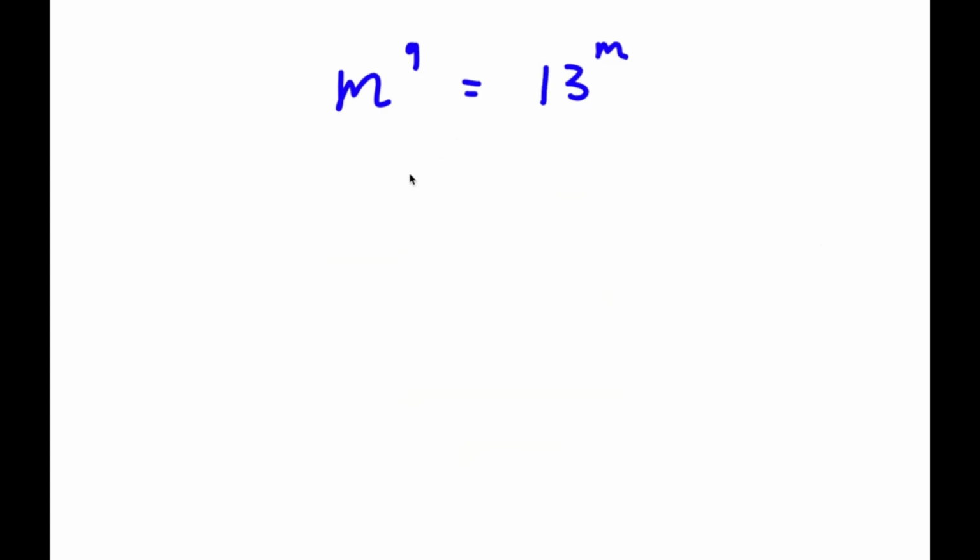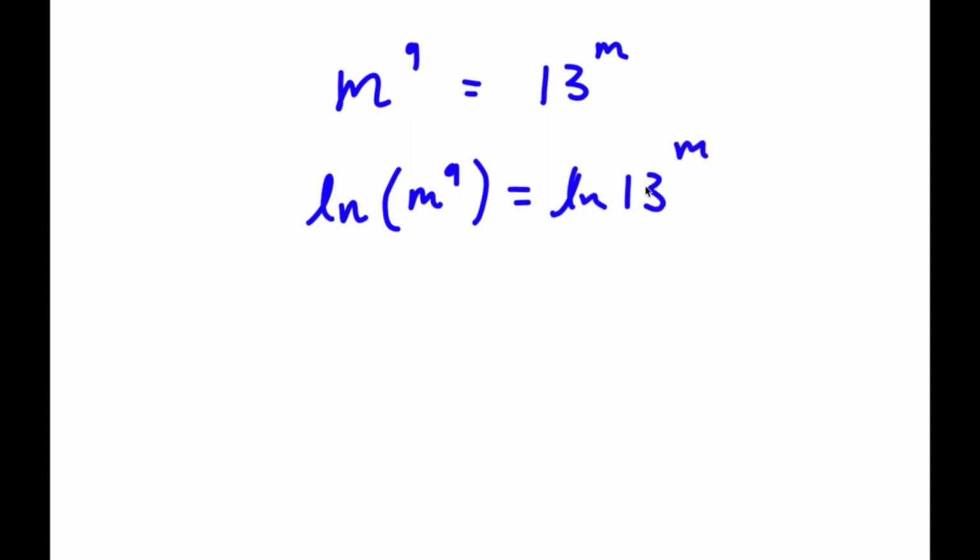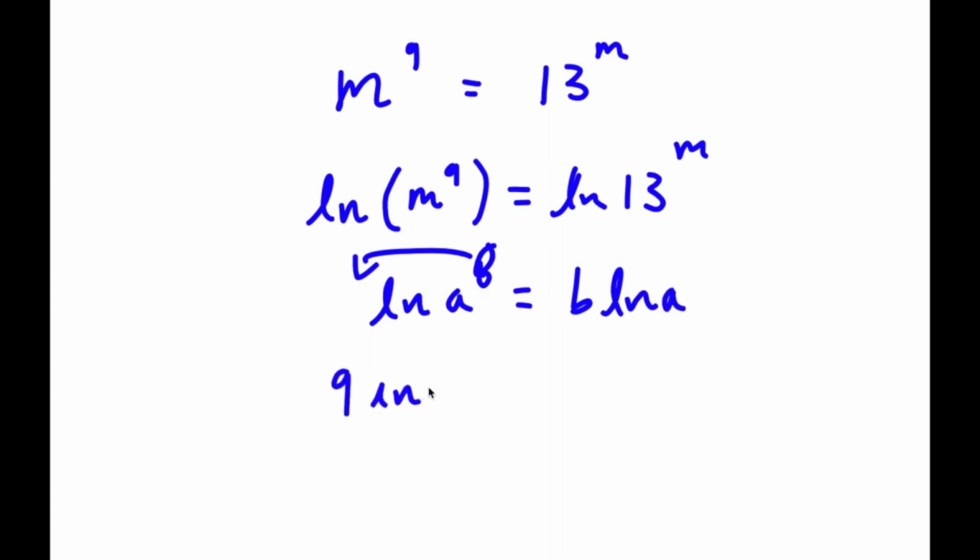Alright, so in this problem, I have m to the power of 9 is equal to 13 to the power of m. The first thing I'm going to do is take the natural log on both sides. So now I have ln of m to the power of 9 is equal to ln of 13 to the power of m. Now if I have something in the form ln a to the power of b, I can move this exponent b to the front, so this is going to equal b times ln a. So in this case, I have 9 times ln m is equal to m times ln 13.